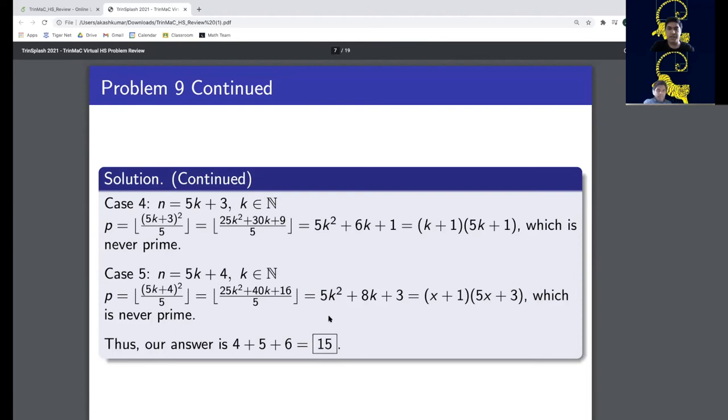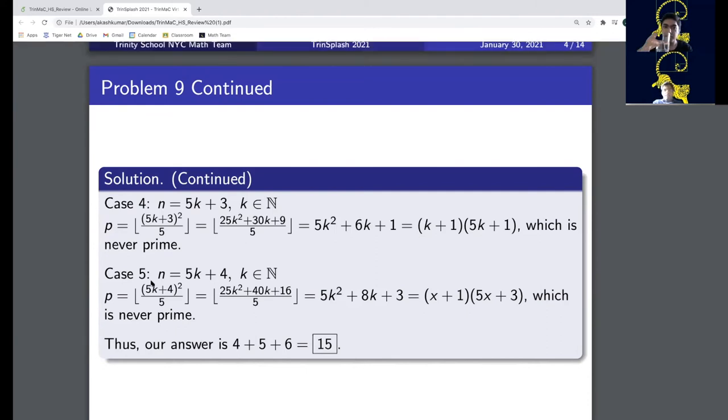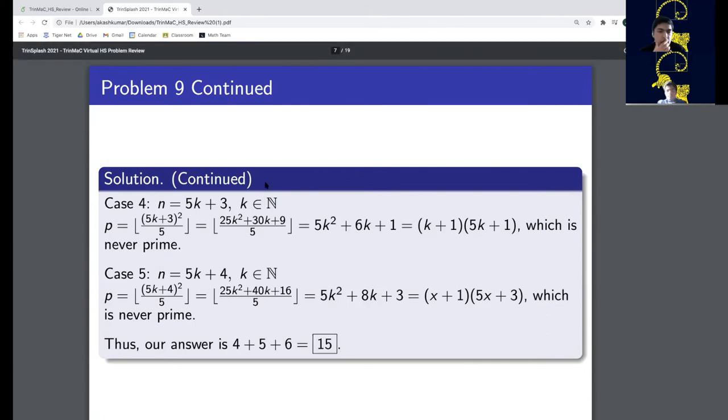So basically the key idea here was to think about everything mod 5 so that the floor disappeared, which allowed you to think about the primes more easily. Also, if you are not so familiar with mods, that's something we somewhat glossed over for the purpose of this. You can also go to the YouTube channel. I think from TrinMaC Camp, we talked a little bit about modular arithmetic in one of the sessions. It's a very useful tool in math competitions in general, but also in any sort of number theory problem. So yeah, let's go on to the next one.